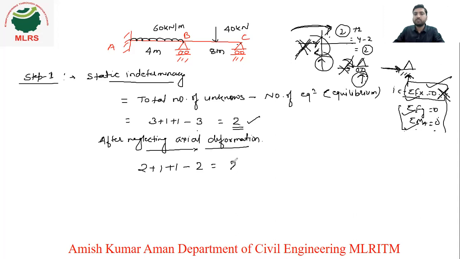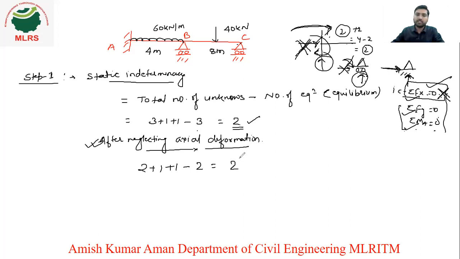So the value of static indeterminacy is still 2. There will be no change in this question, but in some questions it might change. That's why I explained both to you. So better go with this in case of beams, right? After neglecting the axial deformation. So the degree of static indeterminacy is 2.